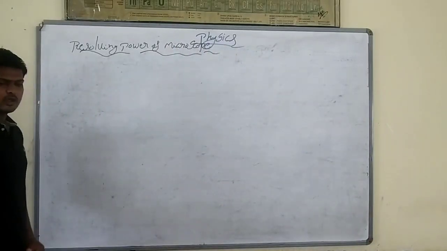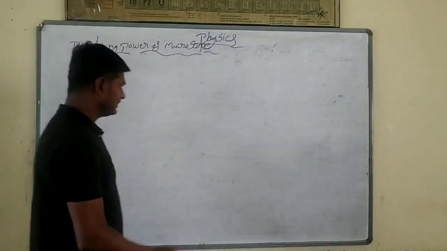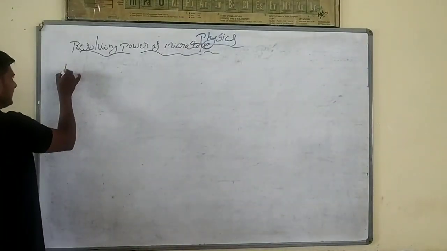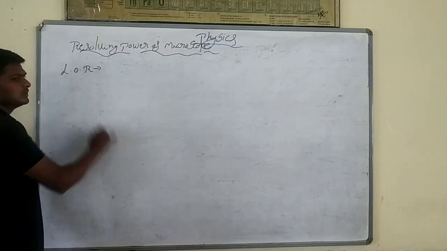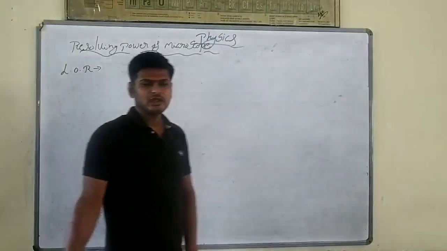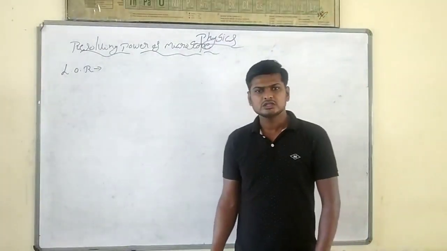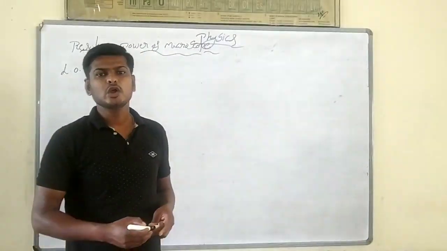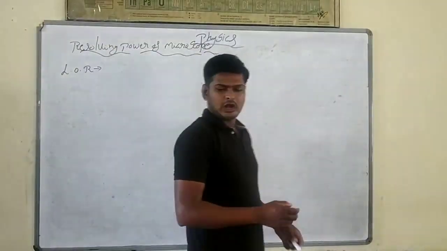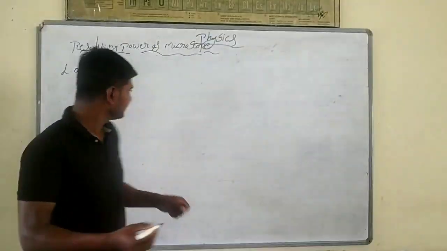Resolving power of a microscope. Now we can write the definition. First we write the limit of resolution of a microscope. The limit of resolution of a microscope means, simply, the minimum distance between 2 point objects at which they can be just resolved by a microscope.